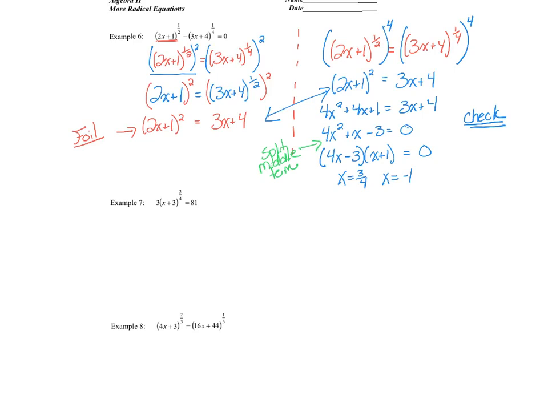So when you check and when you plug in, let's see, if we plug in our 3/4, so we have 2 times 3/4 plus 1 to the 1/2 minus 3 times 3/4 plus 4 to the 1/4. When you simplify this, we want it to equal 0. 3/4 will work. When you plug in the -1, that one will not work. So that one's going to be the extraneous solution.